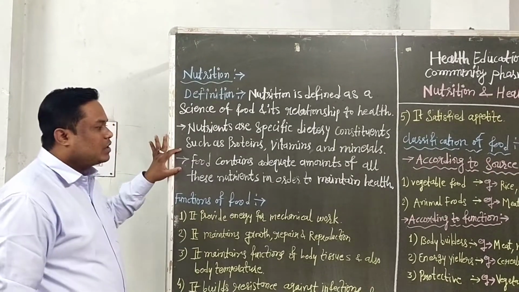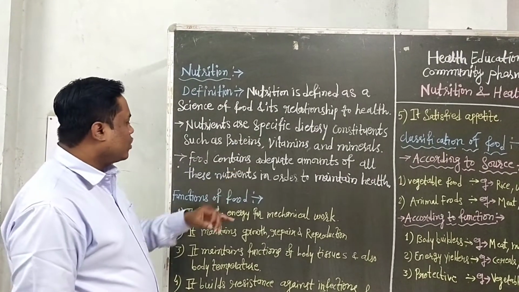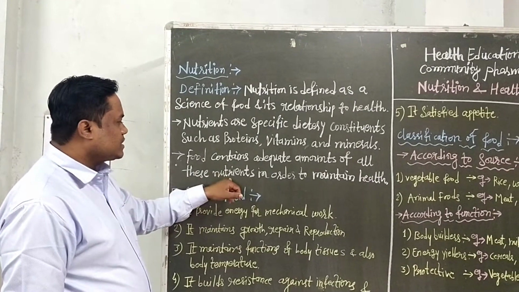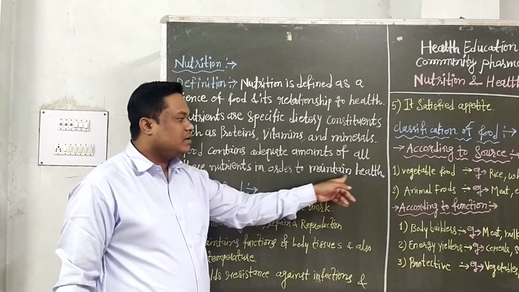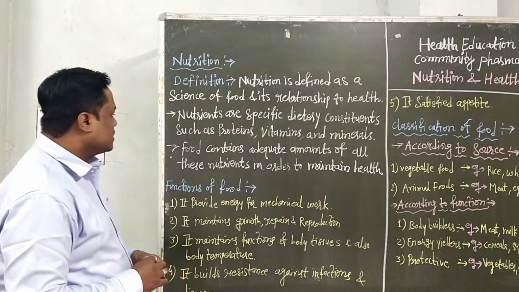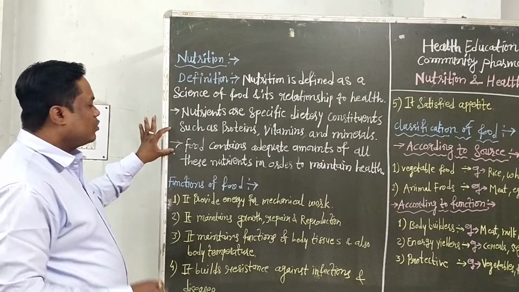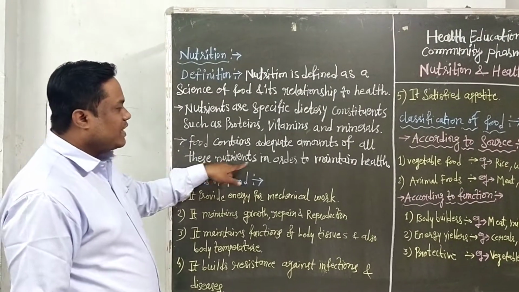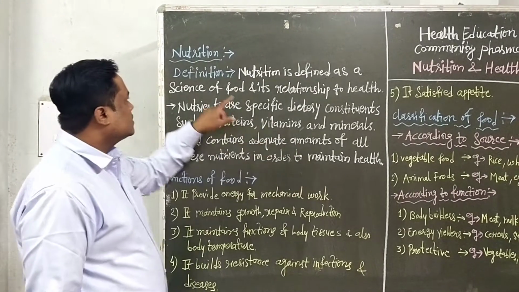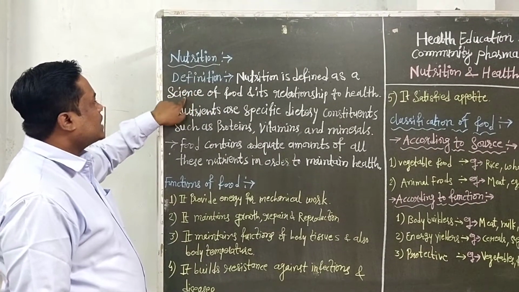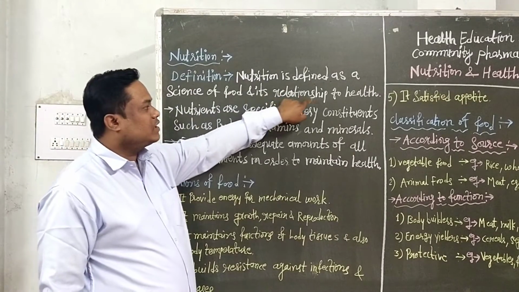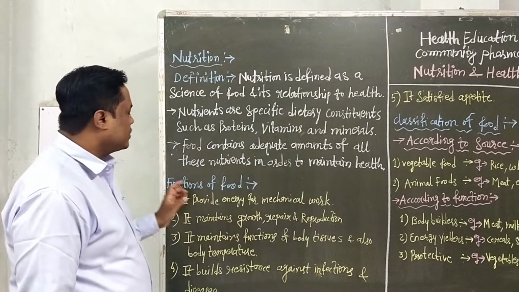Then the food contains an adequate amount of all these nutrients in order to maintain the health conditions. This food contains the adequate amount of these nutrients to maintain health. That is the definition, called the science of food and its relationship to health.